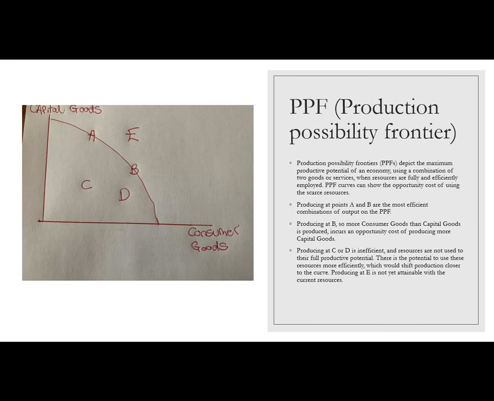Now, producing at C or D, which is inside the concave shape, is inefficient, or what we call unemployment in macroeconomics, and resources are not used to their full productive potential. Now, there is a potential to use these resources more efficiently, which would shift production closer to the curve. So, we are going to talk about how you get from C or D to being on the points of A and B. And producing at E, at the moment, is not yet attainable with the current resources.